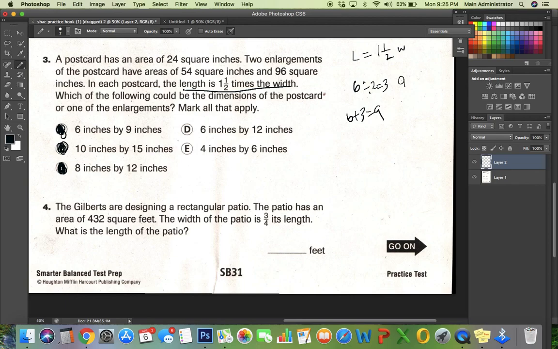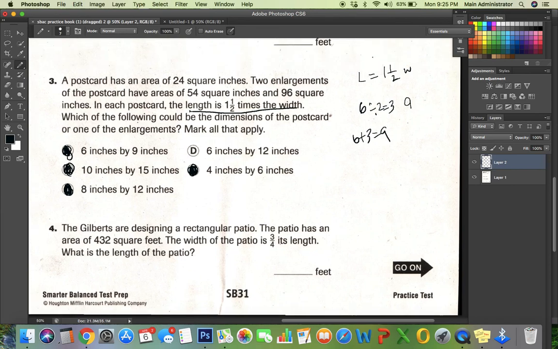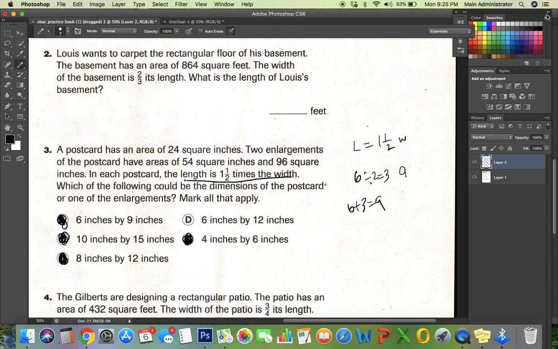Okay. Let's look at this. That doesn't seem like it's going to work because half of 6 is 3, and 6 plus 3 is 9, so that's not going to work. I take 4. I take half of 4, which is 2. 4 plus 2 is 6, so that one works. Okay, because I'm finding 1.5 times the width. I'm going to stop now, and I'm going to do number 2 and 4 on another piece of paper in the next video.